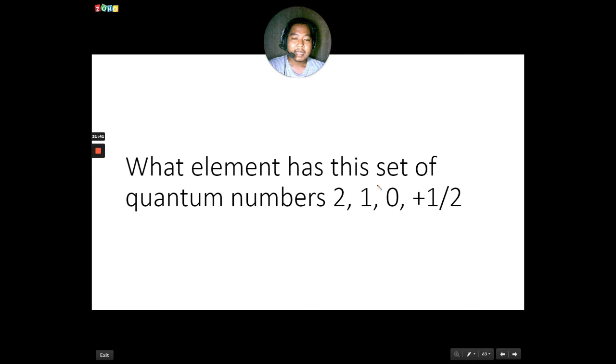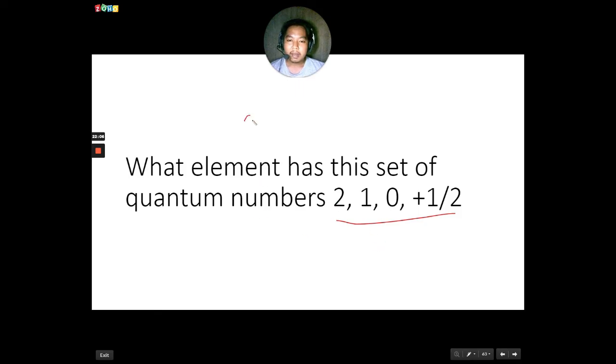What element has this set of quantum numbers? So this time, it's different. It's the other way around. You are given a quantum number and you are to identify the element. So what could this element be? Seemingly, it's hard. But let's just reconstruct the electron configuration, or what we did a while ago, but the other way around.